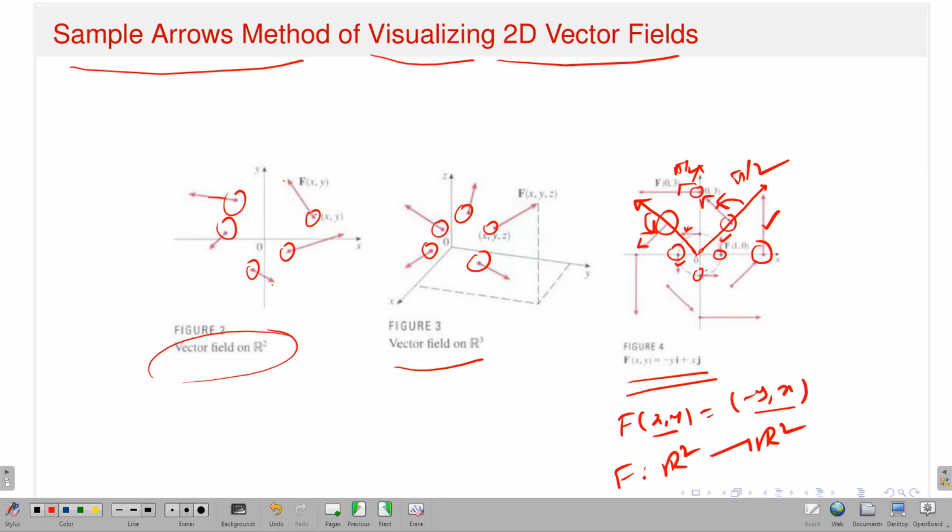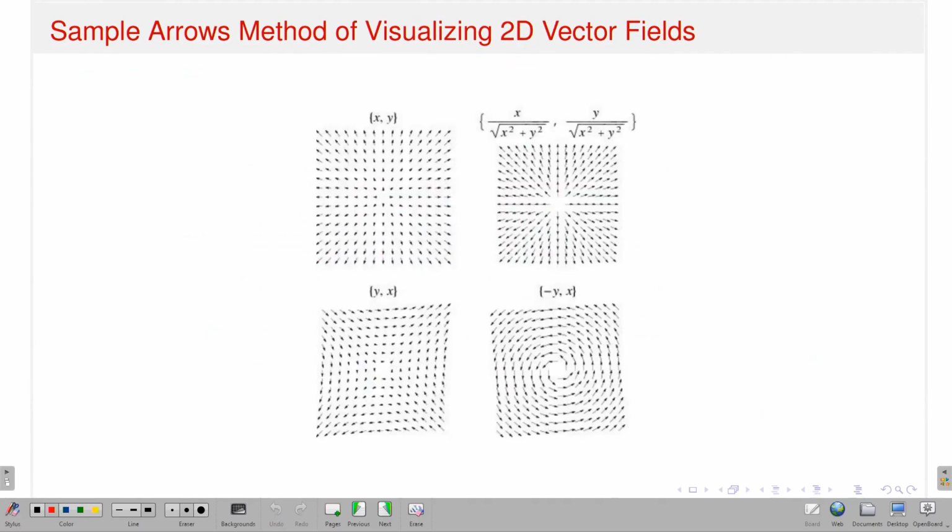For each point, you take the corresponding direction, rotate it by pi by 2, and associate a vector. Of course, the modulus should be like minus y comma x. The direction is the vector you have taken in the domain, rotated anti-clockwise by pi by 2 angle, and the magnitude is minus y comma x, the same magnitude as x comma y. So that's the kind of sample arrows visualization of two-dimensional vector fields. Let's see another example.